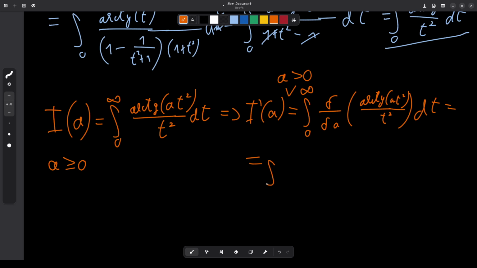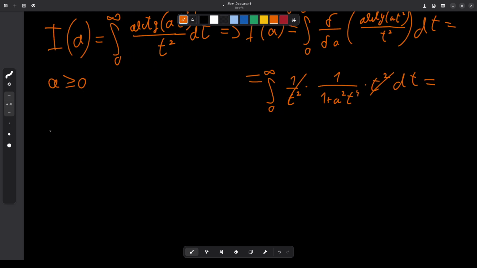So you get the integral going from 0 to infinity of, okay, 1 over t squared is a constant. Well, at least in our primitive explanation, let's say. So 1 over t squared just goes away, multiplied by 1 over 1 plus a squared times t to the 4th power. But then you must also multiply by t squared because that's the chain rule, dt. This t squared cancels out, which is pretty awesome. So what you're left with is the integral going from 0 to infinity of dt over 1 plus a squared times t to the 4th power.